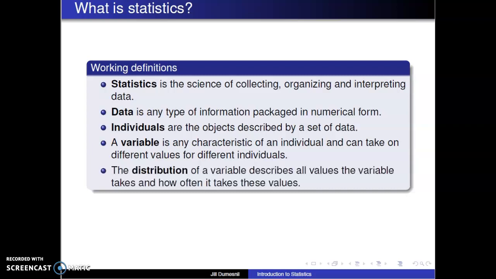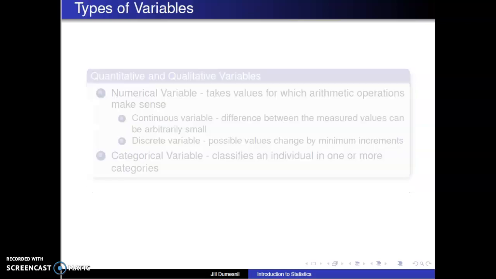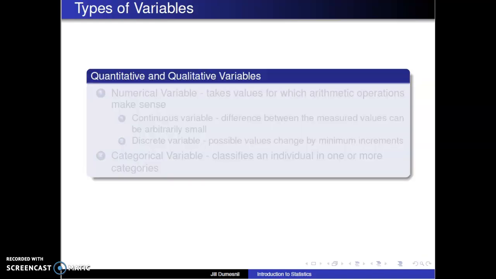The distribution of a variable describes all values the variable takes and how often it takes these values. These descriptions generally take the form of tables, charts, or graphs. There are generally two types of variables. There are quantitative variables and qualitative variables.